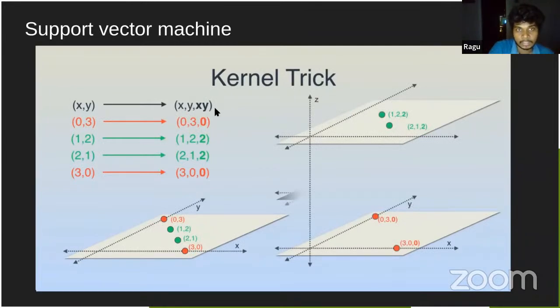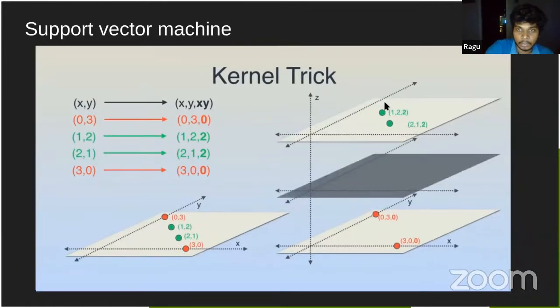Then you plot this in 3D, with x, y, and xy. And how can you split this? Just by drawing a plane. This is known as the kernel trick. This is what a support vector machine does. This is an algorithm known as support vector machine, where data is split by increasing to a higher dimension.